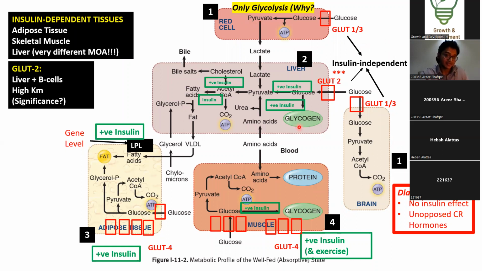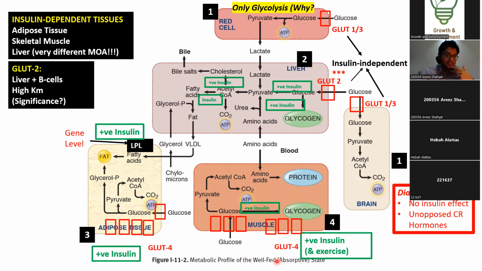Okay, so now this diagram is a bit scary, but it shows you all of what we've discussed happening at the same time. This figure shows you what happens in your body when you eat a high carbohydrate meal. When you eat a high carbohydrate meal, you're well fed.